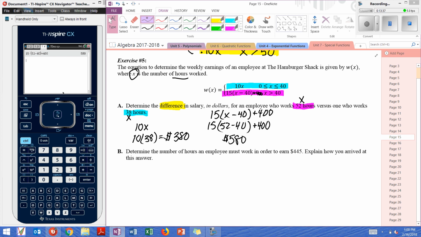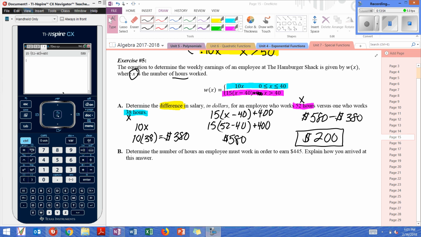They wanted to know the difference, so what we need to do here is find the difference between 580 and 380. So we're subtracting them. Difference means subtract. So how much is that? 200 bucks.